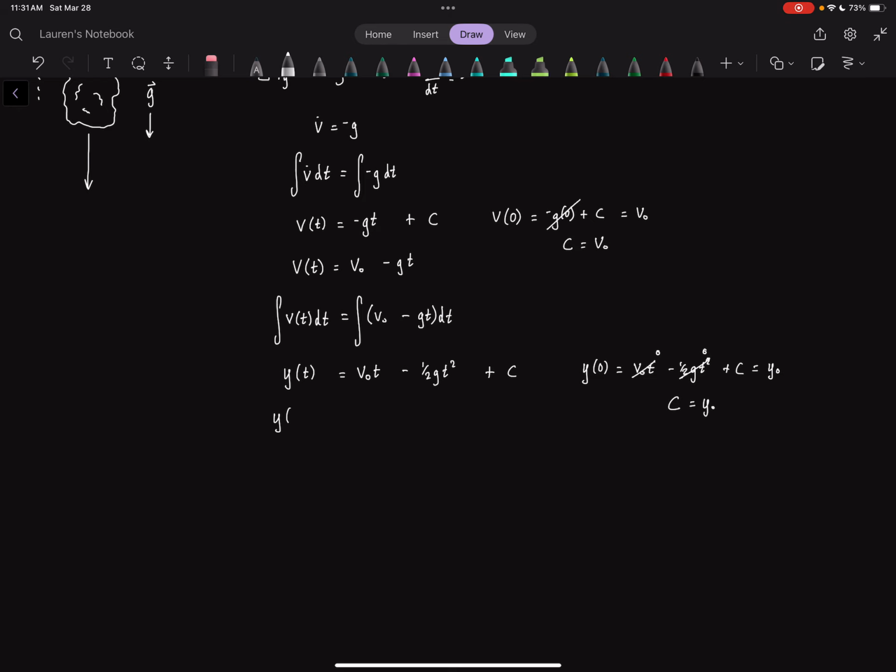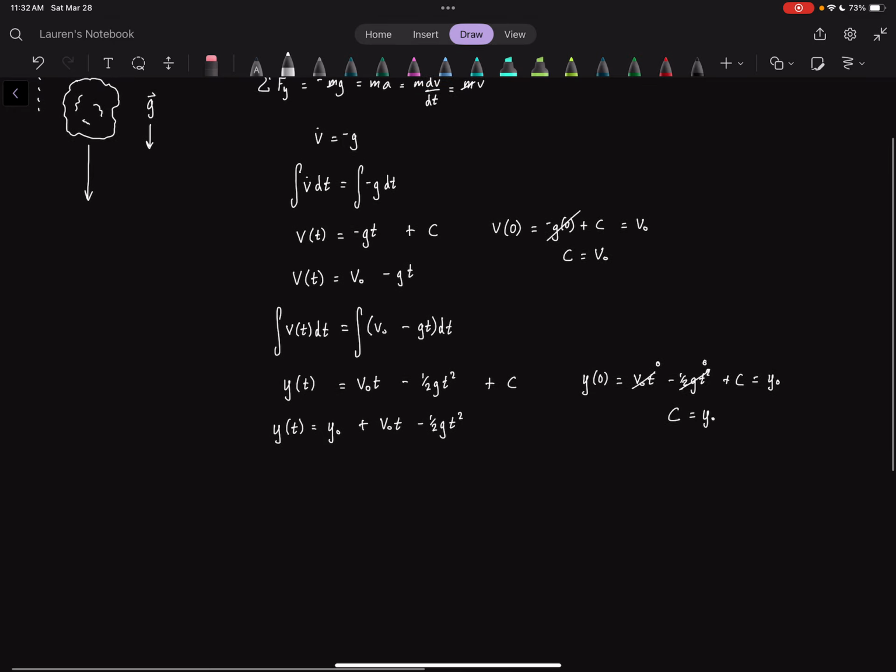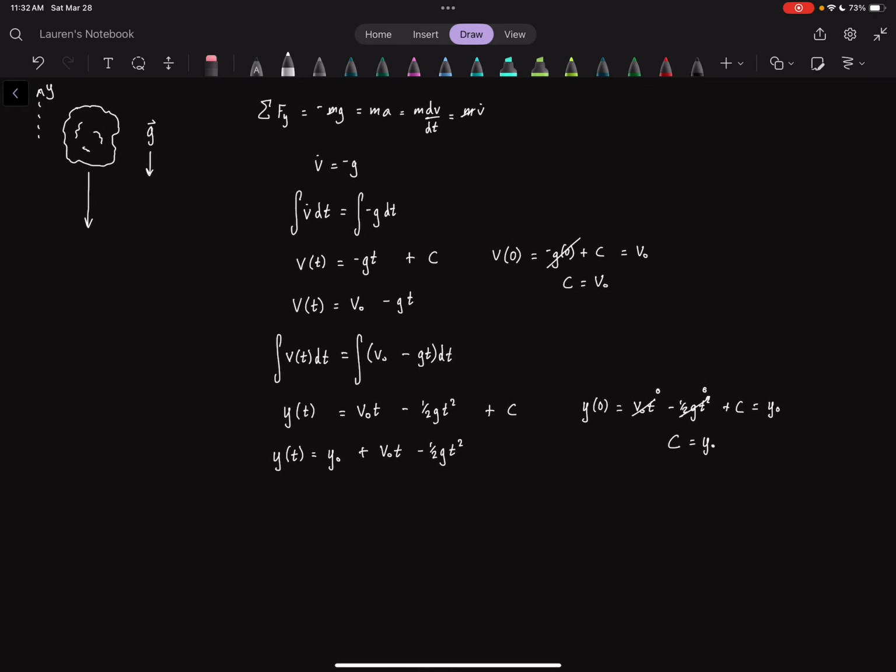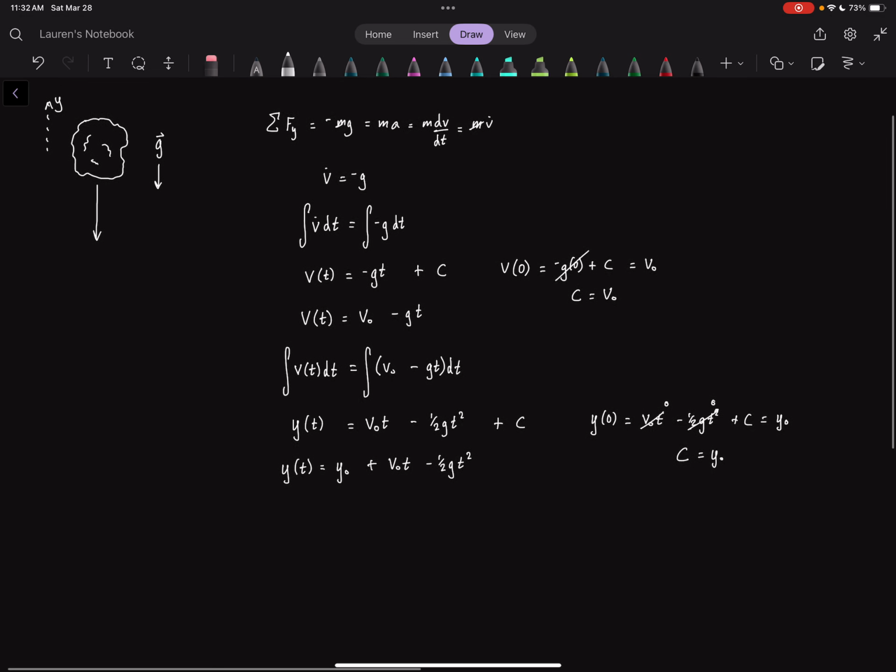So here we have our position as a function of time being y naught plus v naught t minus 1/2 gt squared. And this is a constant acceleration equation, a kinematic equation that you're likely familiar with, specifically for free fall. So this is one of the projectile motion equations, or similar to the projectile motion equation, you're given in a physics 1 class. And this matches a free fall kinematic equation directly.